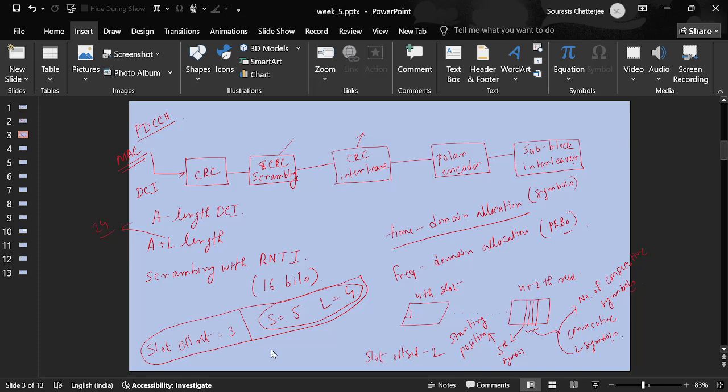And what about uplink? If I talk about uplink grant, that information should come here only, right? Because base station is going to inform user where to transmit. So in that case also slot offset can be 3, or I'm asking whether it's less or more in case of uplink.